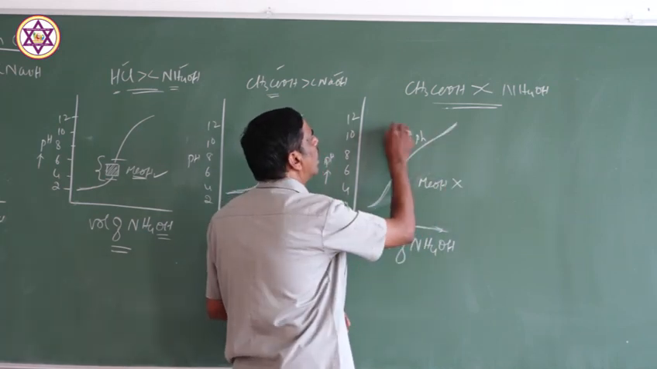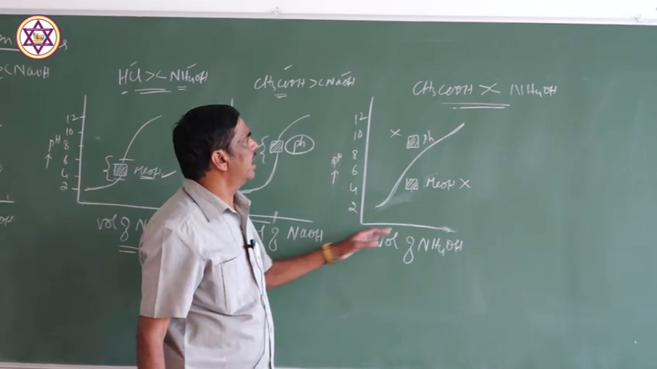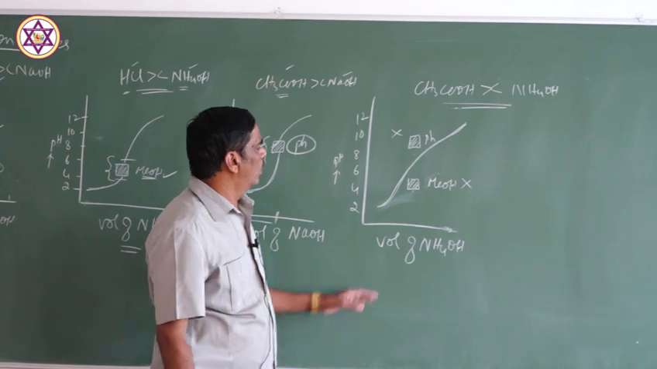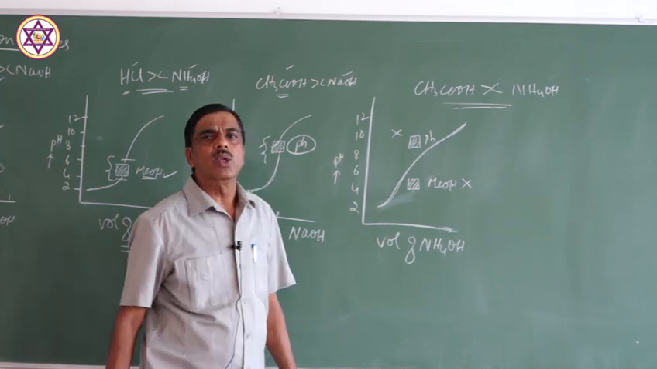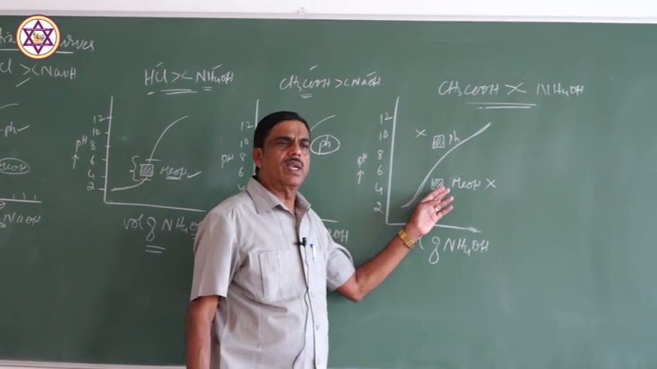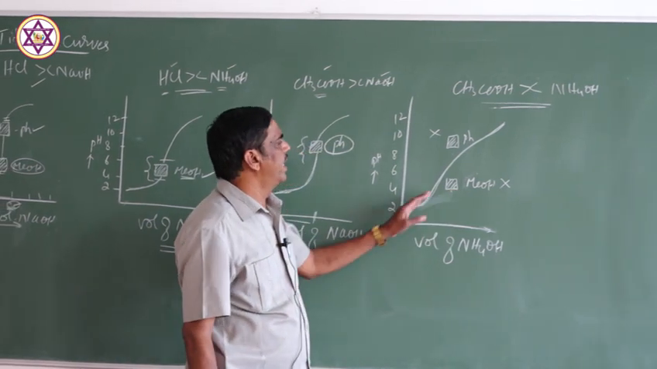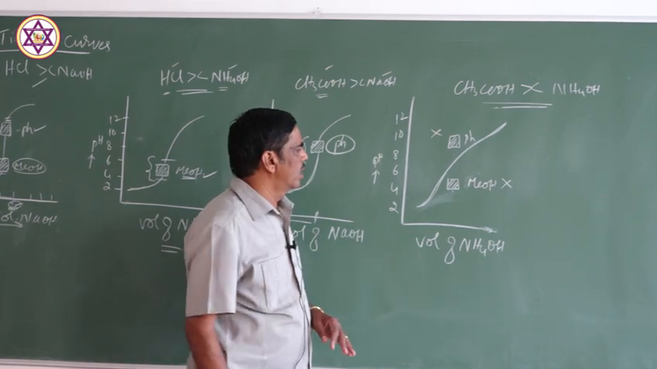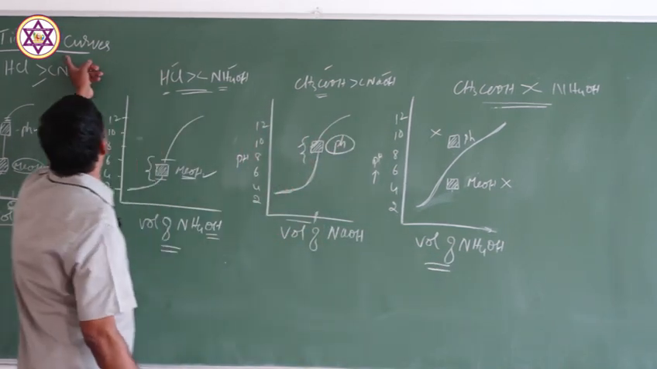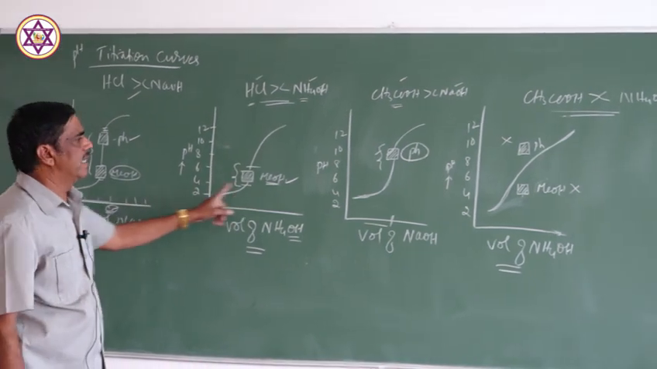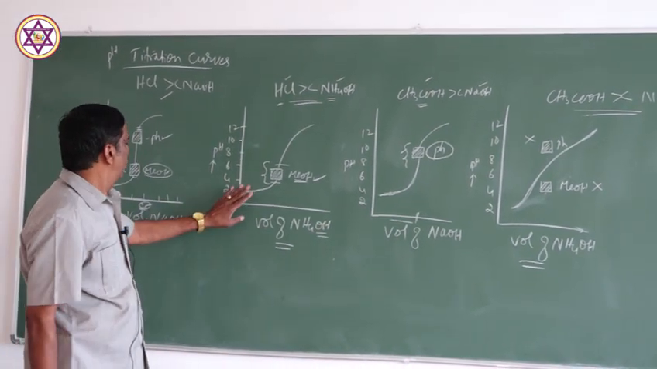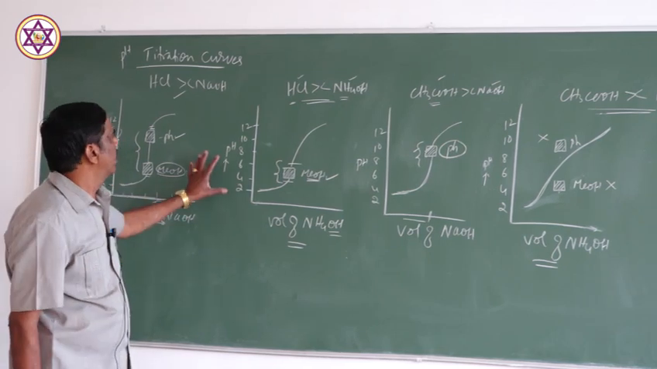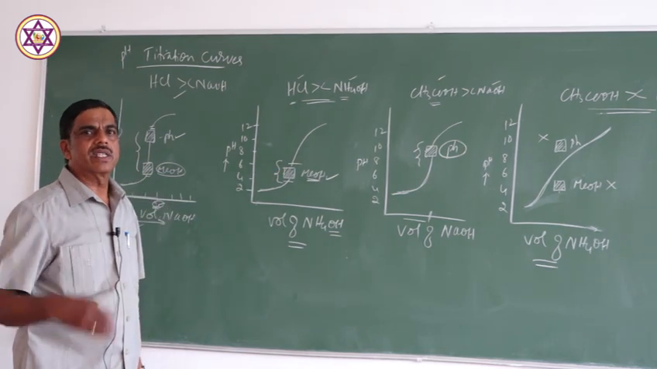Therefore, no indicator is helpful here. You cannot use any indicator. Therefore, by the volumetric method, you cannot estimate a weak acid against a weak base. It cannot be estimated, so indicators are not useful here. Therefore, we go for other methods of titration. So, this is about the pH titration curve in the case of acid-base titrations. We shall discuss the calculation of pH for these types of titrations in the next session of the video.